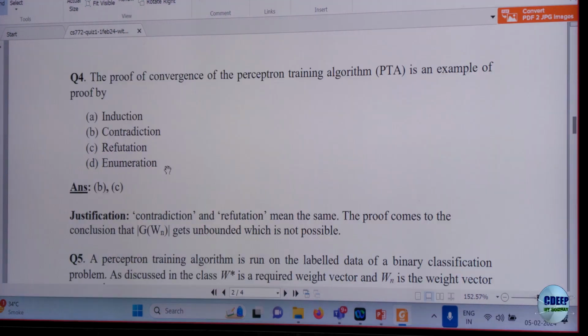Okay, now question number four, you can say, is an irritating question.